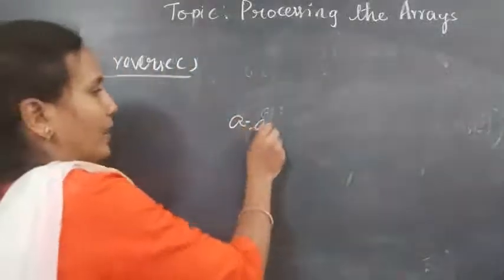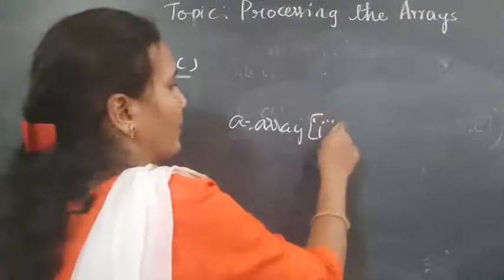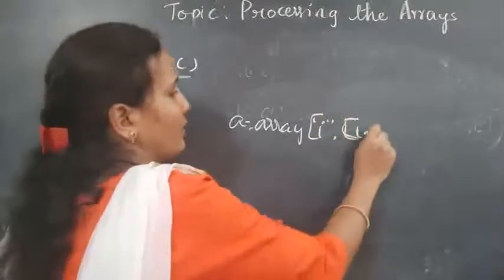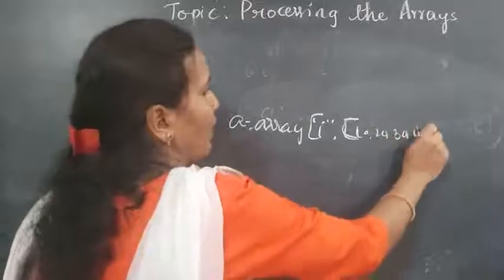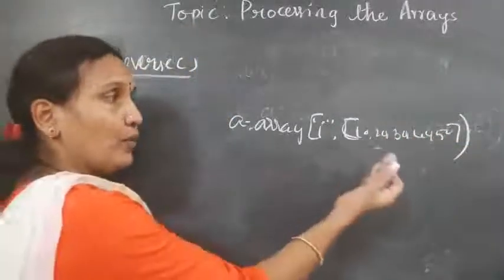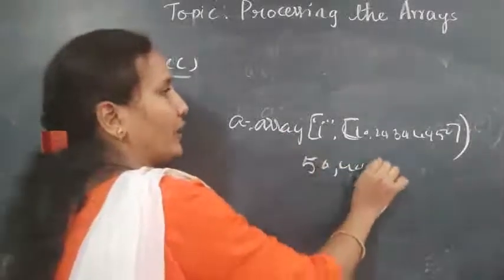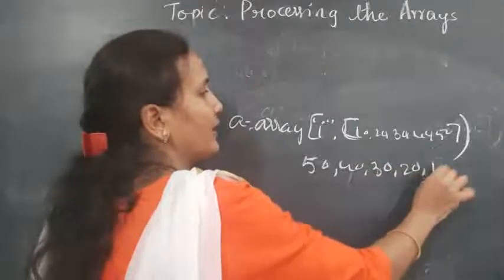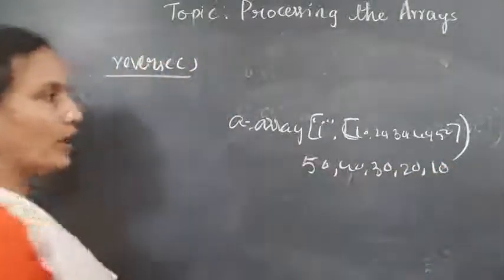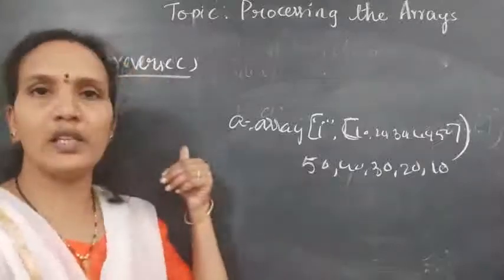Array A. Again I am giving an integer array: 10, 20, 30, 40, 50. Example, here we have 5 elements. So I want to display them in the reverse order like this: 50, 40, 30, 20, 10. Okay, so if you want to display the elements in the reverse order, then here we'll use the reverse method.